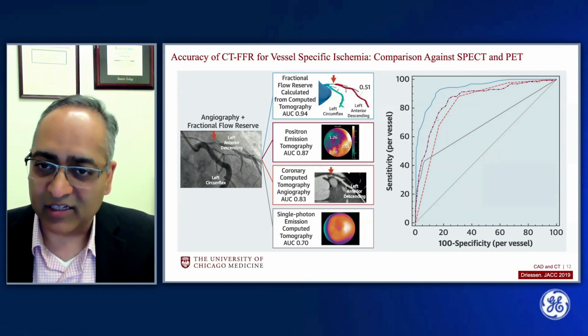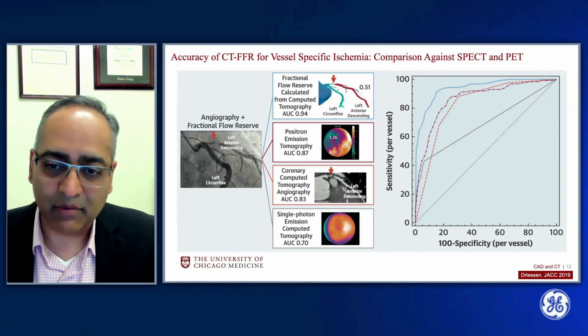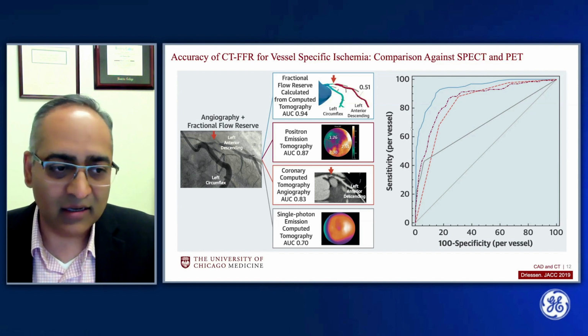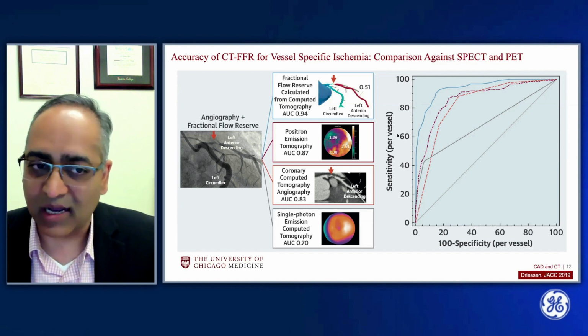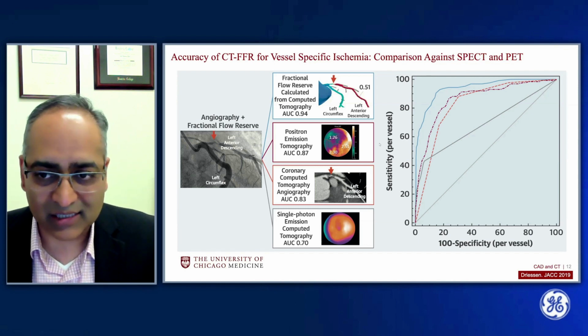PET performed better than SPECT, and here CT-FFR plus coronary CT outperform both stress PET and stress SPECT for the detection of hemodynamically significant coronary disease.